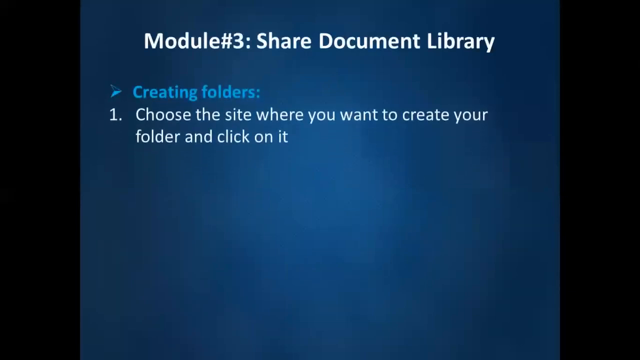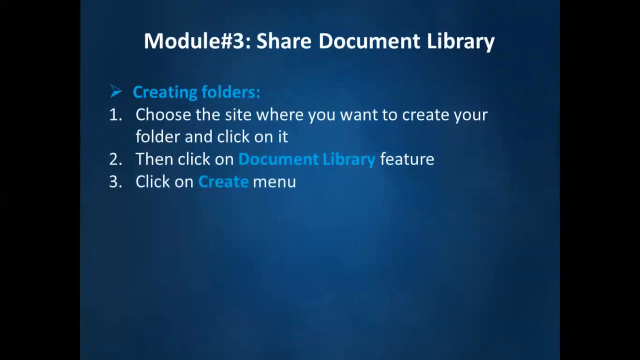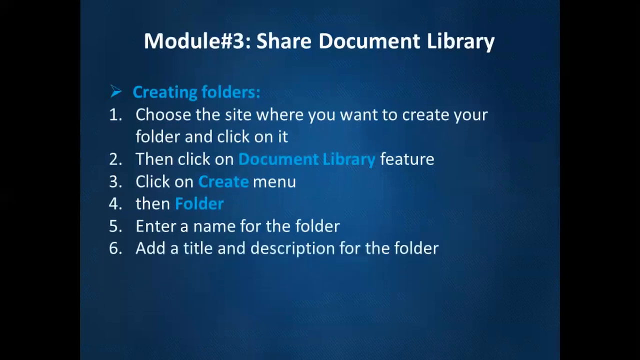Creating folders. First, choose the site where you want to create your folder and click on it. Then click on the Document Library feature. Click on the Create menu, then Folder. Enter the name of the folder. Add the title and description for the folder. Click Save. Let's see how we can create our folder.